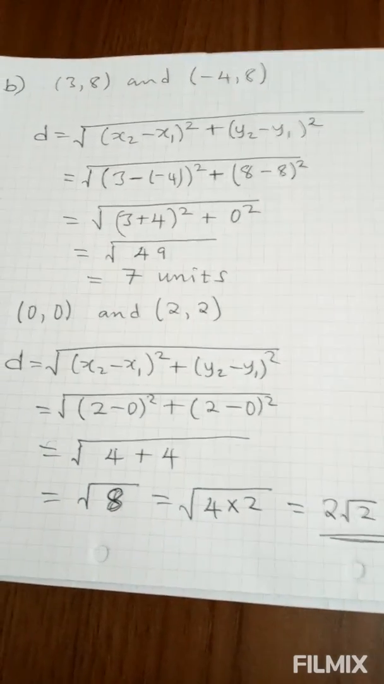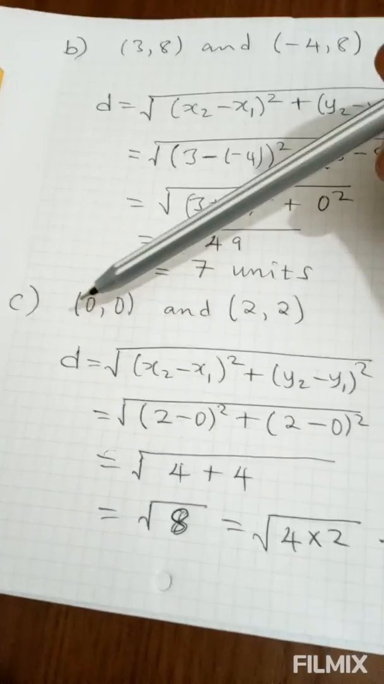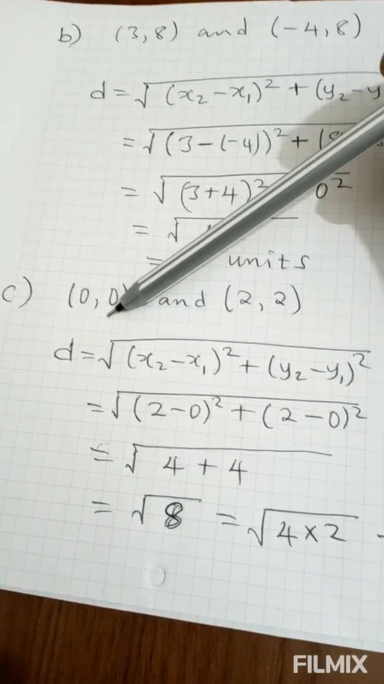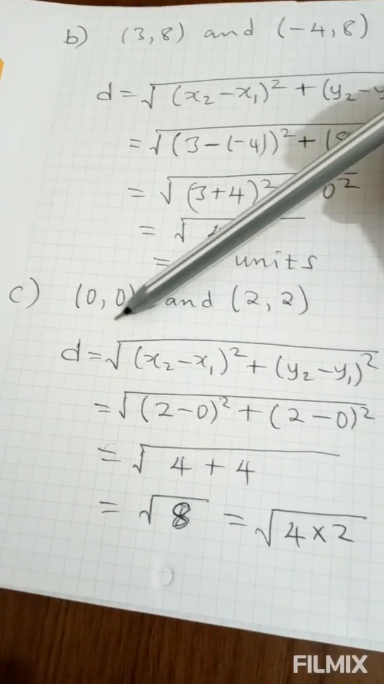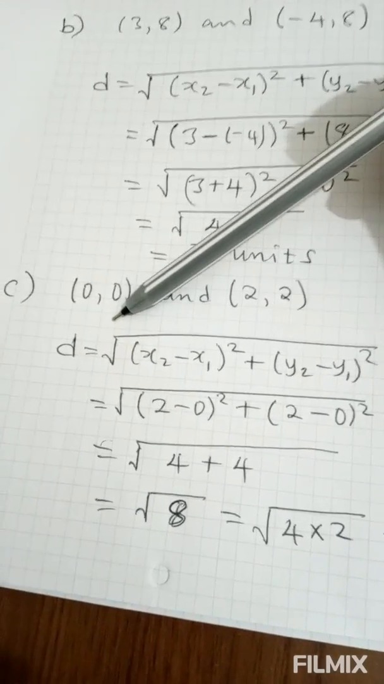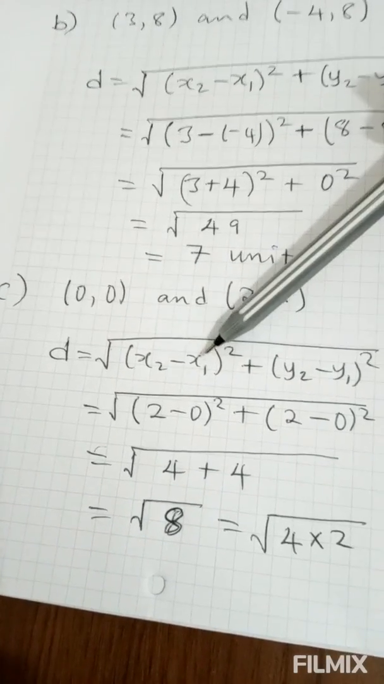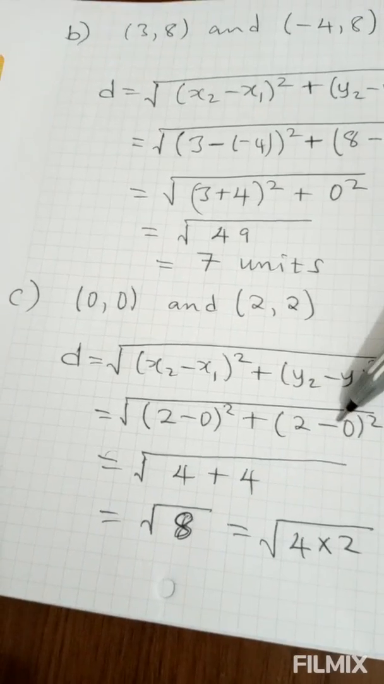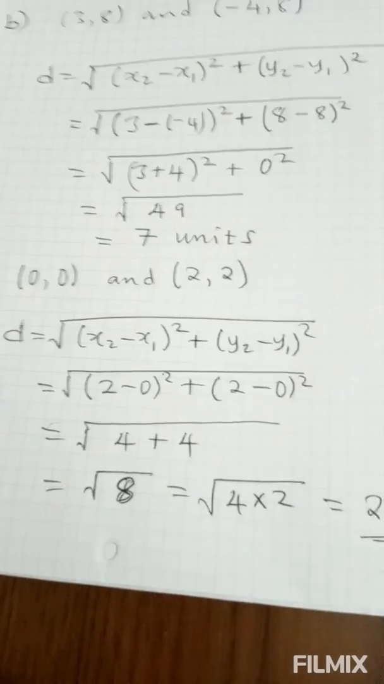All right, so what I'm saying is it doesn't matter which pair you choose. If you want, you can say that x2 is 0. Then it will be 0 minus 2, which will be -2. -2 squared will be 4. Another thing, 0 minus 2 will be -2. -2 squared will be 4. So 4 plus 4. The answer is the same.